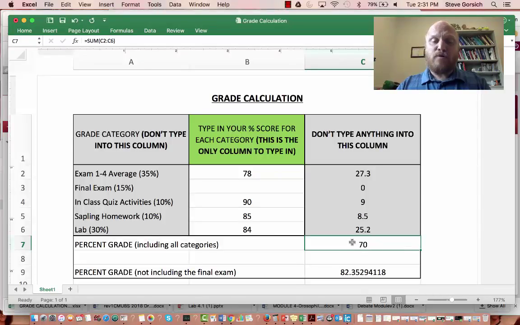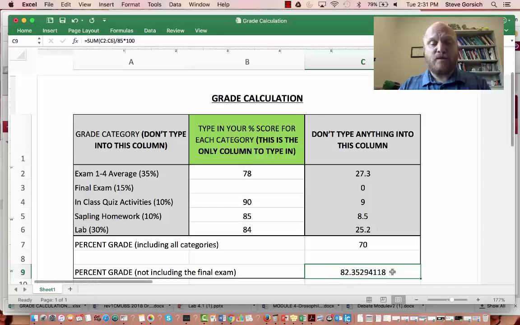This is only a number you should look at, where the cursor is at, if you've taken the final exam and you have all your grades in. If you haven't taken the final exam yet, you would want to look at this number here. So down here, percent grade, not including the final exam. So look at this one for now. If these happen to be your numbers, then you'd be at an 82.35%. That would be a B- in this course.